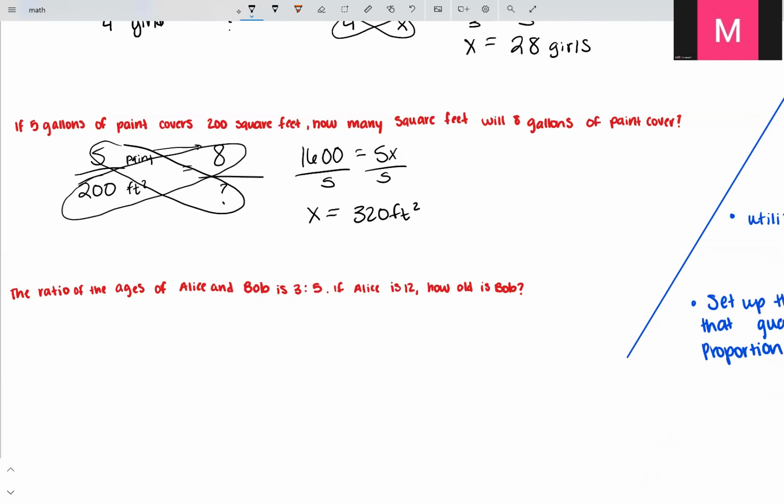The ratio of ages of Alice to Bob is 3 to 5. So we'll write out Alice and Bob. Alice has 3, Bob has 5. So we'll set up our ratio. And Alice is 12. So lining up Alice, we have 12. We want to know how old is Bob. It's cross multiplying. We've got 60 equals 3x.